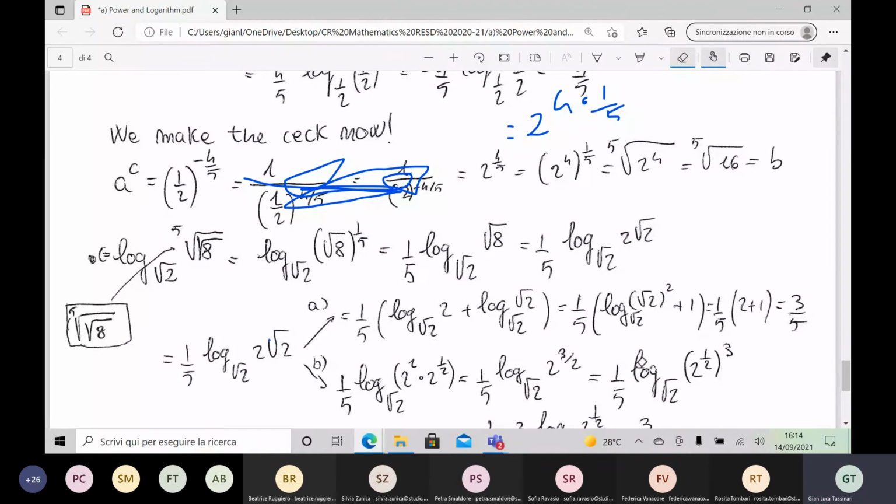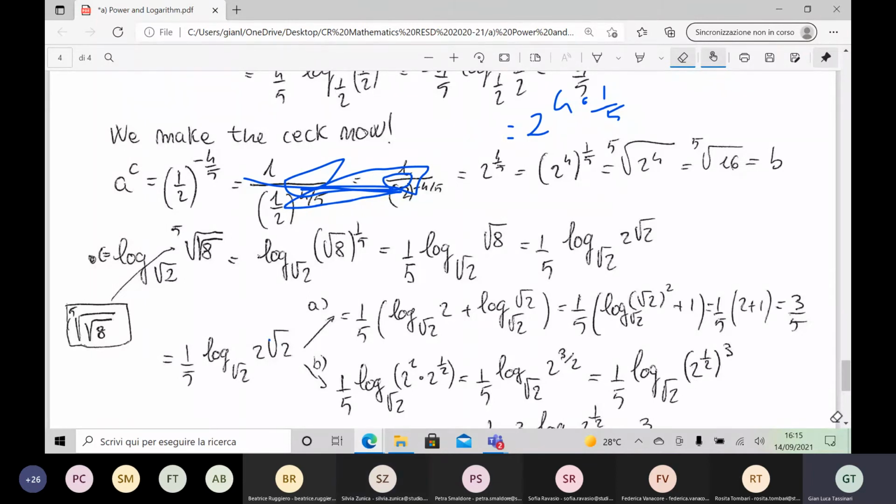Then you have 2 to the power 3 over 2. Again, 3 over 2 can be seen as a product between 1 over 2 and 3. So I can write this power as a power of power, like 2 to the power 1 over 2, to the power 3. Because if you apply the property of powers, you have 2 to the power 1 over 2 times 3, which is 2 to the power 3 over 2, which is the same. So I'm simply applying again the property of powers. Then take the 3, put it here. 2 to the power 1 over 2 can be written as square root of 2.